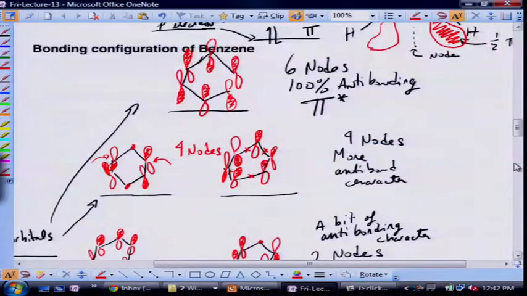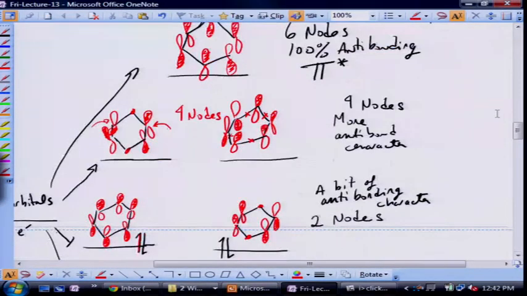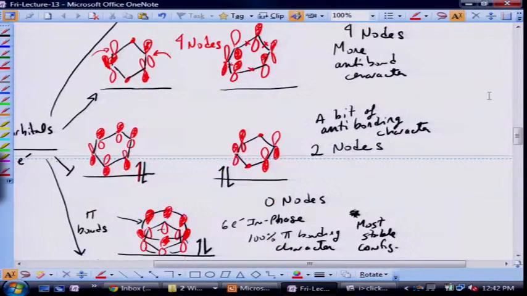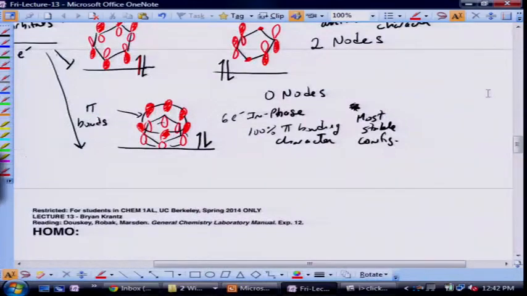So at the top here we have 6 nodes, 100% anti-bonding, very high energy. That's like me pumping the jump rope really hard. Very high energy state, right? You're going to be sweating it out doing that. 4 nodes, a little bit lower energy, but still higher in energy, more anti-bonding than bonding character, right? And then 2 nodes, more bonding than anti-bonding character, but not the most stable, which is at the bottom, which is this single, lazy jump rope, stable pi bond.